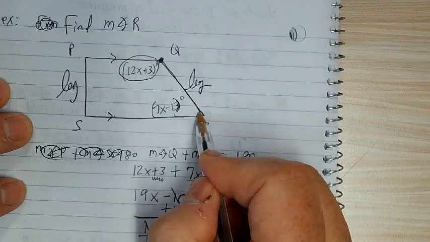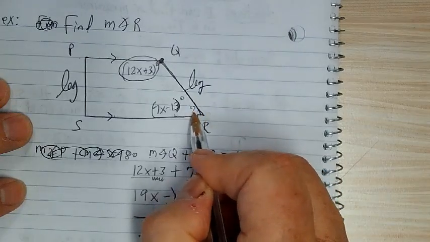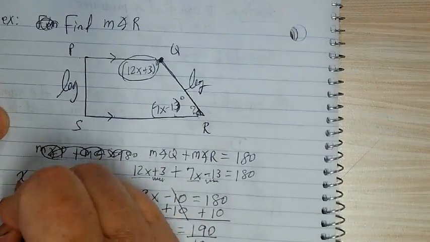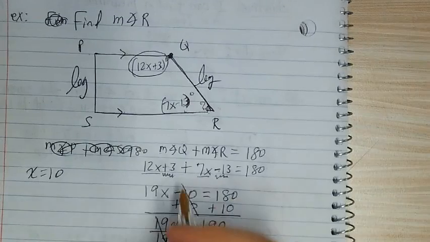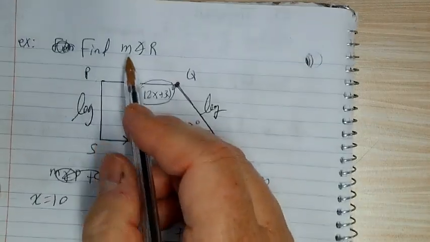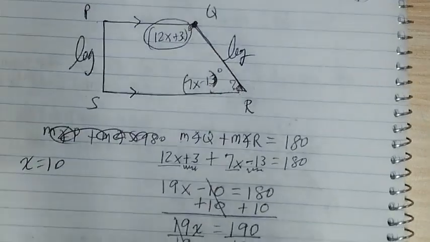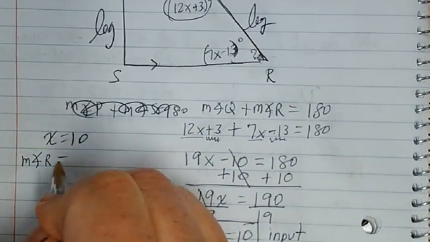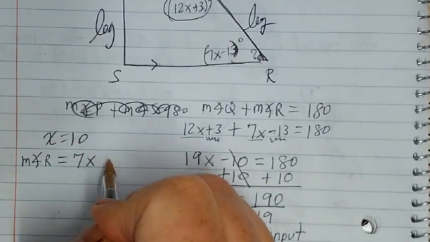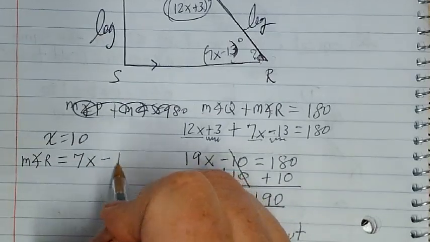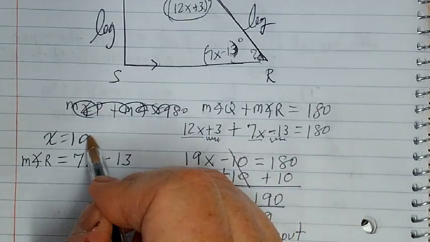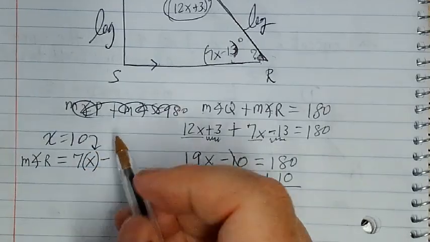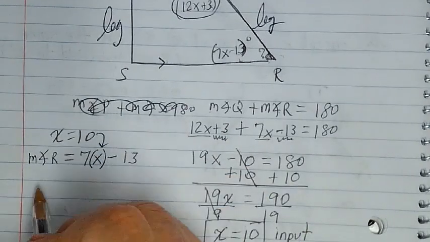And that's a plug-in value. We found x to equal 10, did we not? And we're looking for the measure of angle R. It says it right there. So if you want to show everything properly, you'd say the measure of angle R equals 7x minus what? 13. Substitute. What I do is I put a parenthesis around the x, and I take away the x, and in its place, what do I put? 7 times 10. I'm showing my steps.